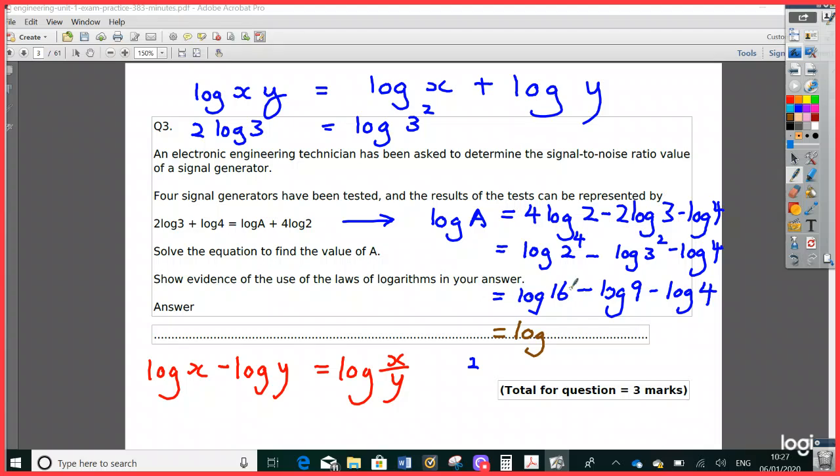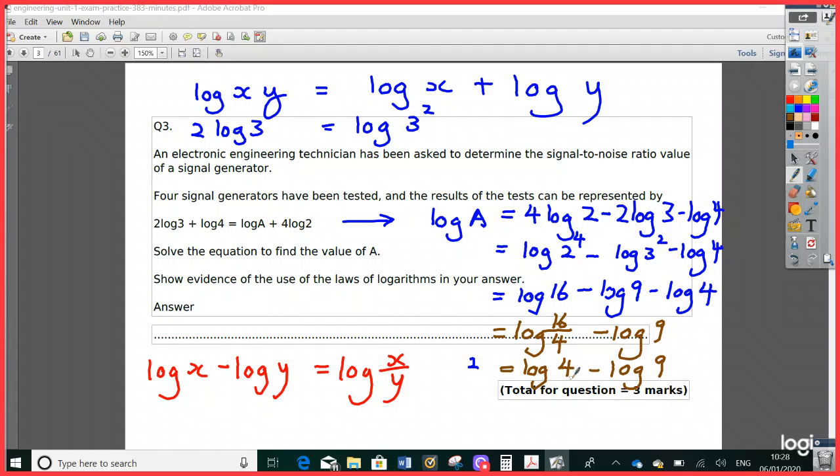Do you know, I was about to do 16 over 9, but I don't want to do that because I notice 16 over 4 is better. So I'm going to do 16 over 4 and then minus log 9. Can you see what I've just done? I hope you're clever enough to see that I pushed the minus log 4 in front of the minus log 9. So I do the division first. 4 goes into 16 exactly 4 times. So it's log 4.